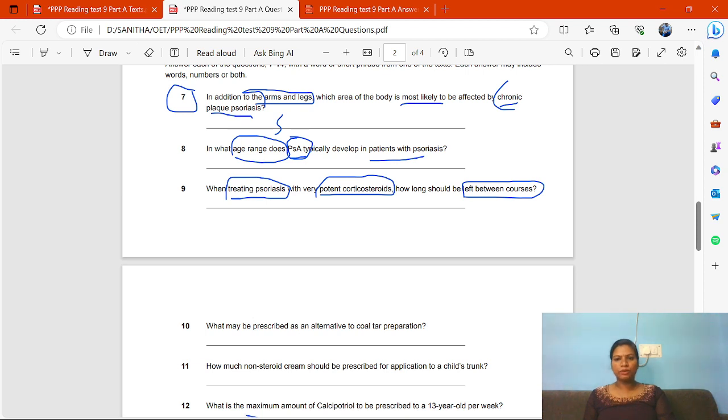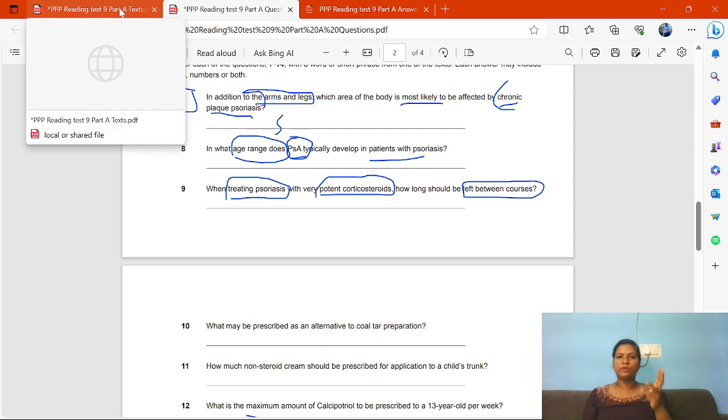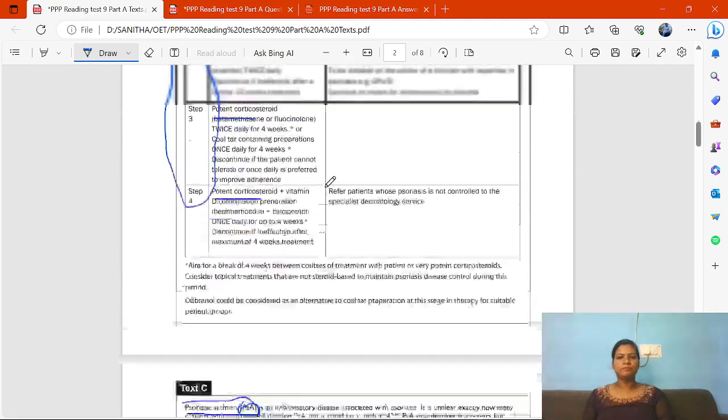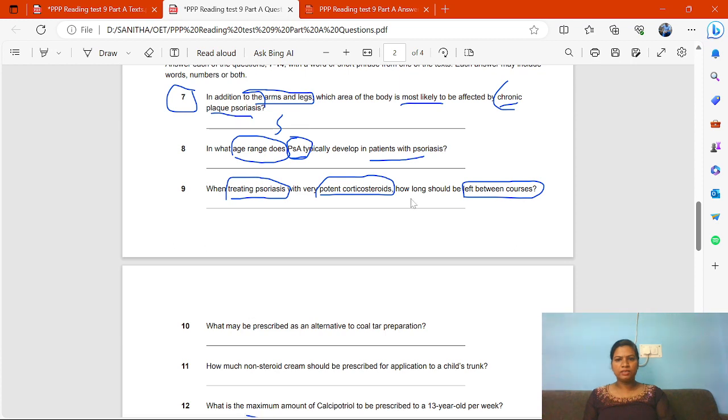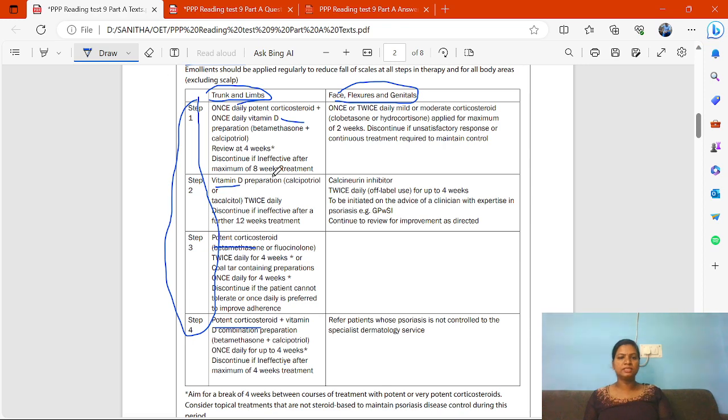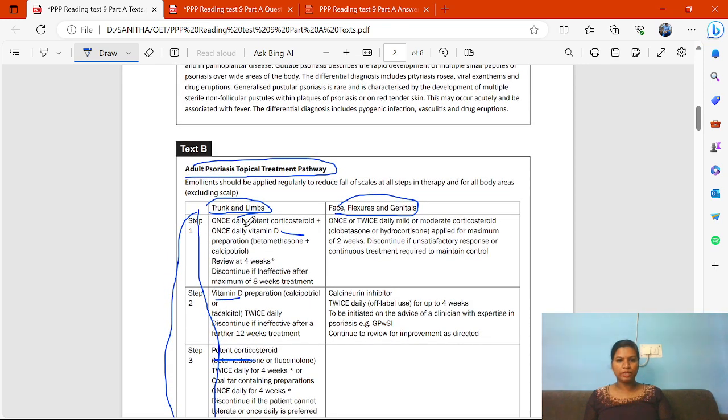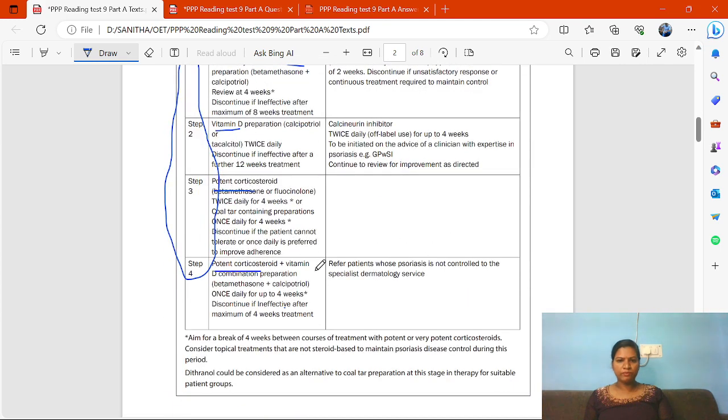When treating psoriasis with very potent corticosteroids, how long should be left between? We got information about treatment in two passages, passage B and D. So first you have to go to passage B. "Very potent" is also important. We have to quickly skim. Here it says potent, not very potent. Here also potent, but we didn't see any very potent.